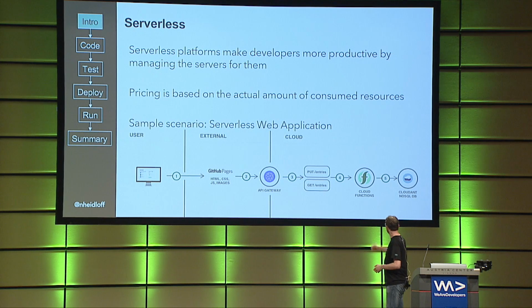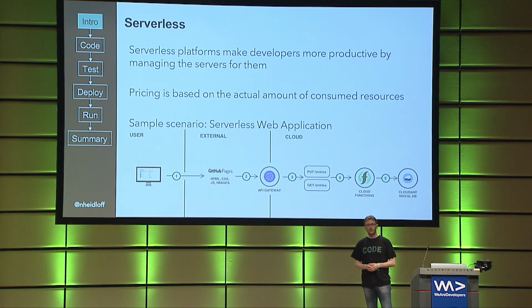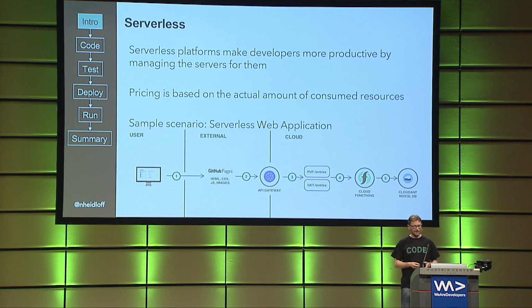In this case, Cloudant is used as a NoSQL database. Usually you don't access your functions directly from the web application, but you put another component in between, the API gateway. That helps you to manage the traffic, for example, to define access rights and also to analyze how many people have actually invoked these APIs.